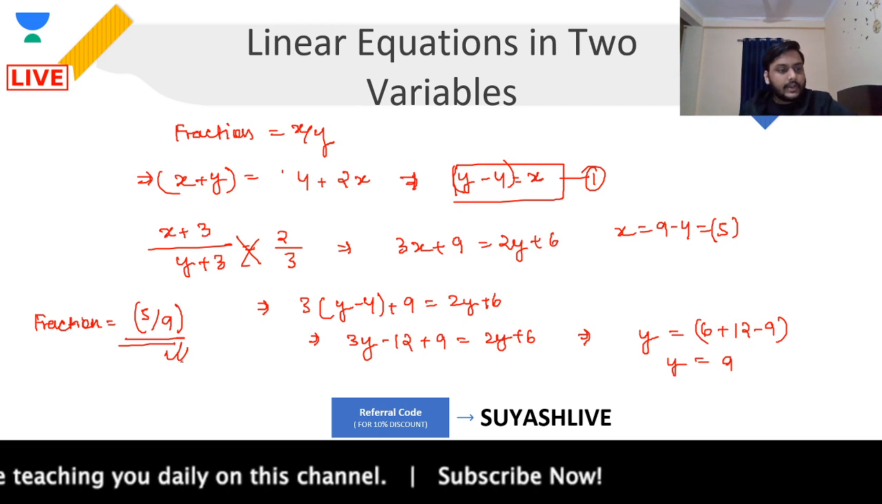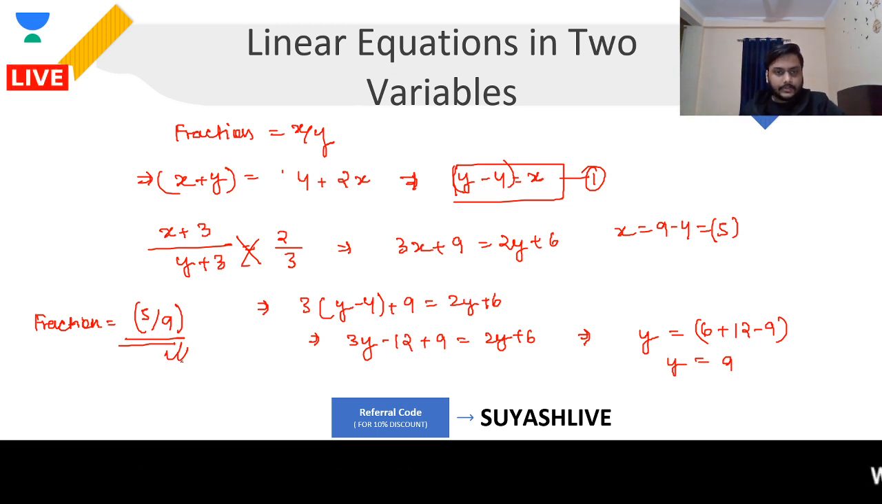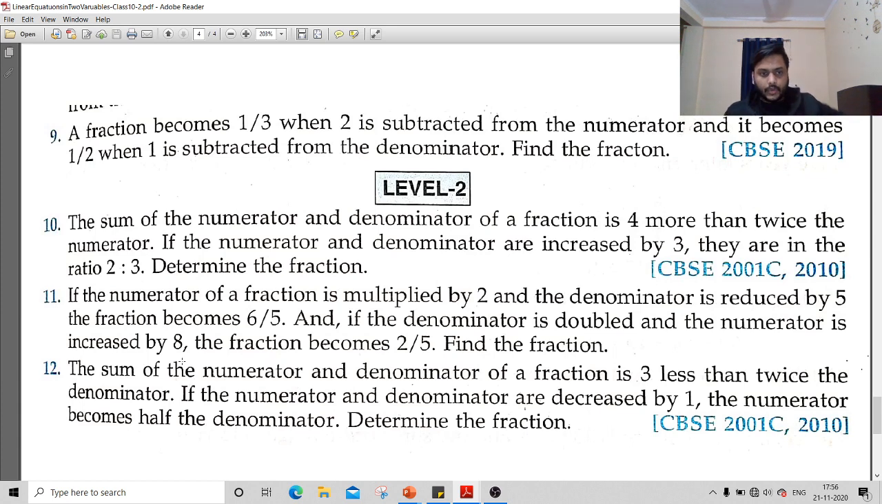Now let's proceed forward and talk about the next question that we got in the examination. Now if we talk about question number 12, again the same kind of question. The sum of the numerator and denominator of a fraction is 3 less than twice the denominator. If I'm talking about x plus y, then x plus y is 3 less than twice the denominator, which means the first equation will be x plus y is equal to 2y minus 3.